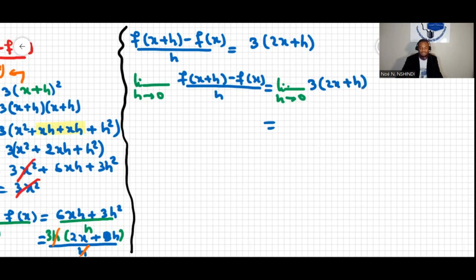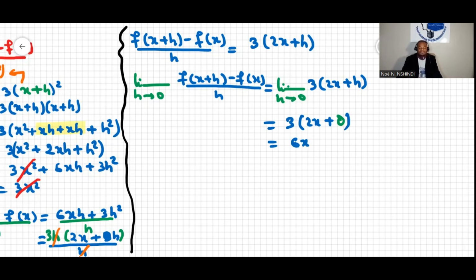Now if we work this out, at this time when we introduce the limit, h will be substituted by 0. So this will be 3 open bracket 2x plus 0, that's the value of h now. And this is just equal to 6x.